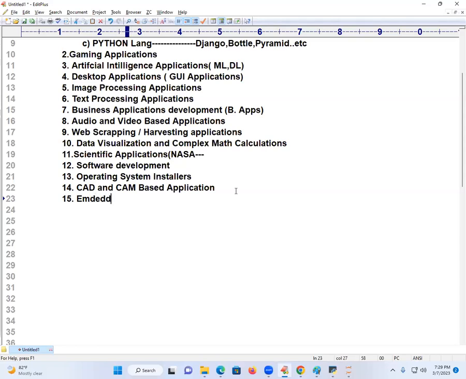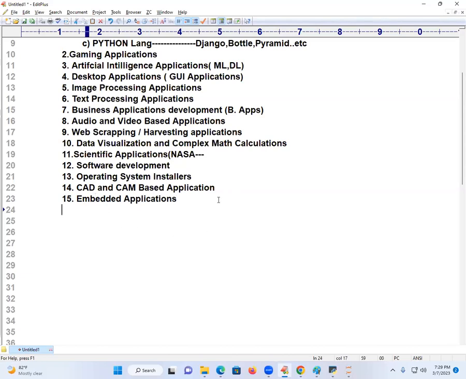Next, 15th, I am writing embedded application development. People earlier used C language and 8086 in the old days. Nowadays, writing C language and 8086 is so complex. Which language are they using nowadays? Python language is being used. Are you able to follow me?